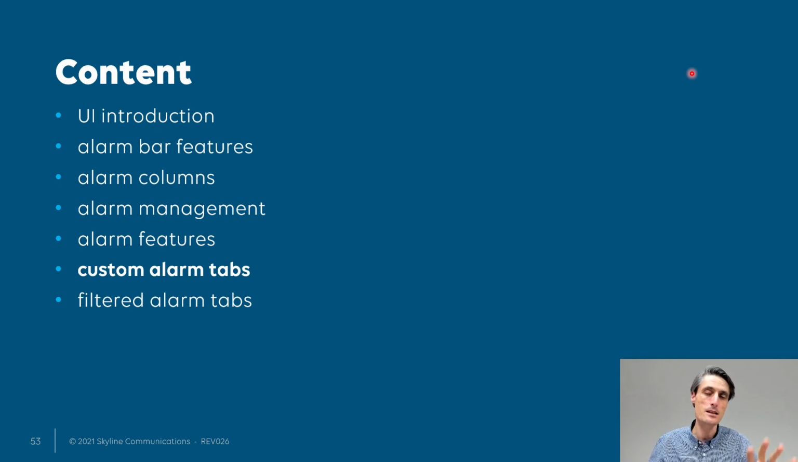One tab page maybe has the text-to-speech enabled. Another tab page with critical alarms maybe has some audible alerts that are playing whenever something is happening in there. So you can really configure all of those settings on an individual basis for the tab pages. I think that was quite a lot of useful information in the alarm features. Let's now also take a look at how to add some custom tab pages to the alarm console.